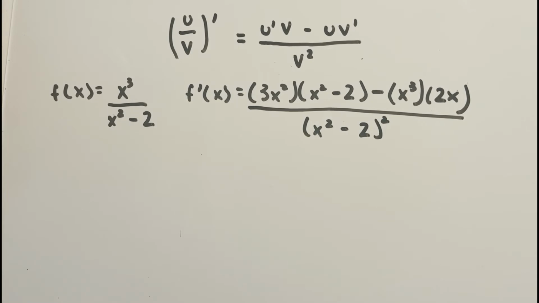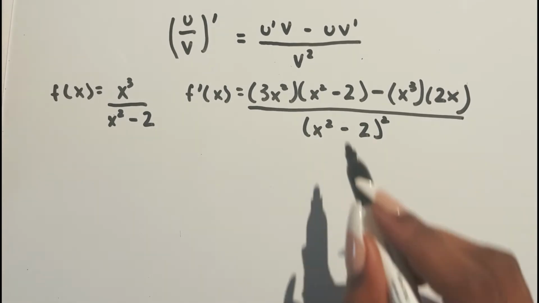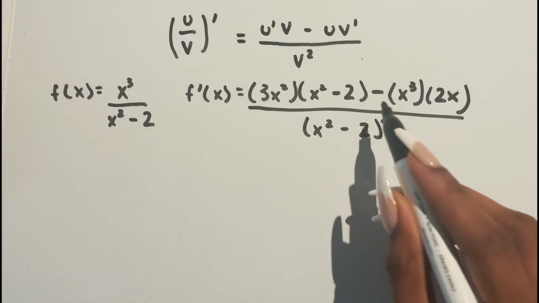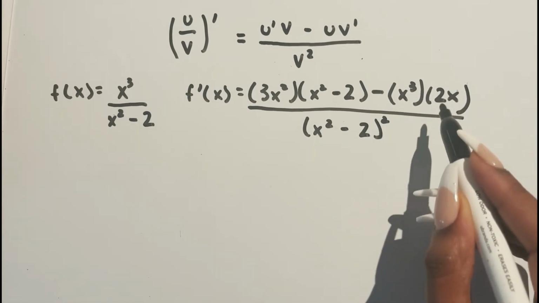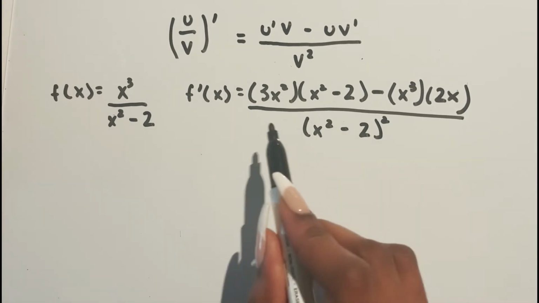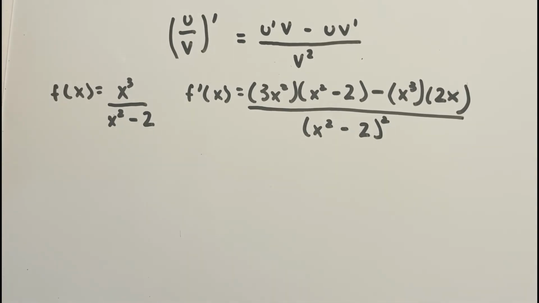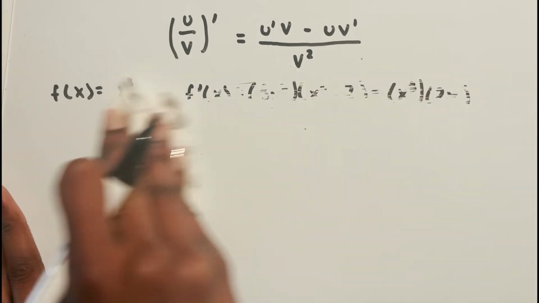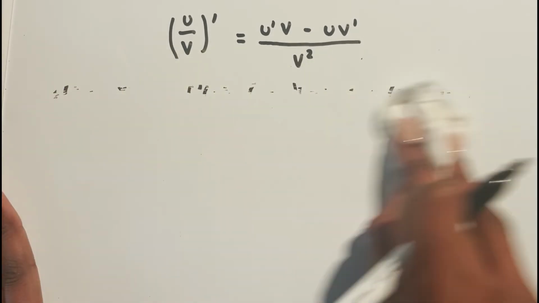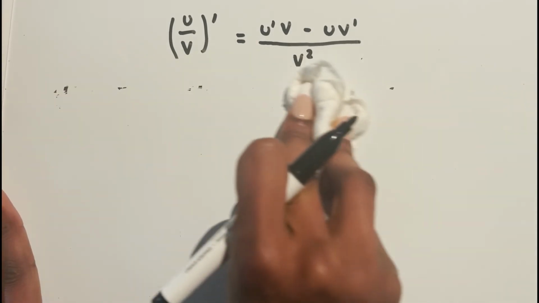So this gives us our final answer. It can be simplified further, or we could leave the answer as is. So we were able to find that the derivative of our function equals 3x squared times x squared minus 2 minus x cubed times 2x all over x squared minus 2 raised to 2. So let's take a look at another example where we can apply the quotient rule to find the derivative.